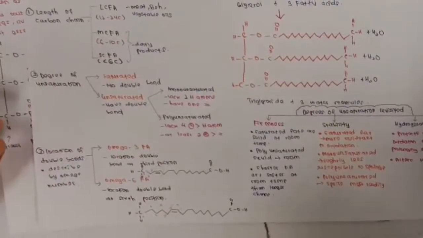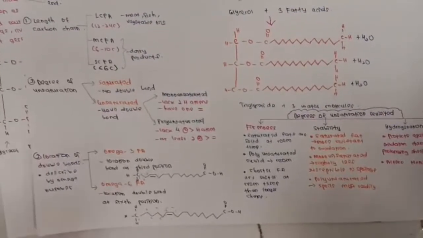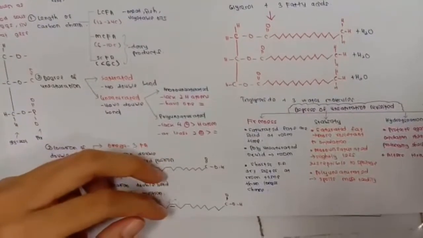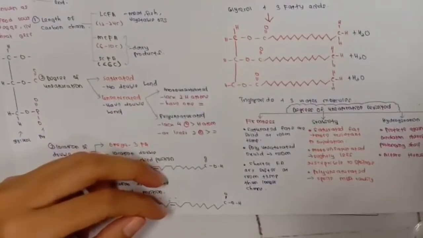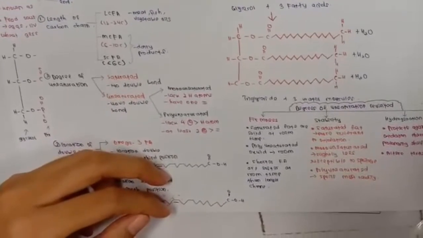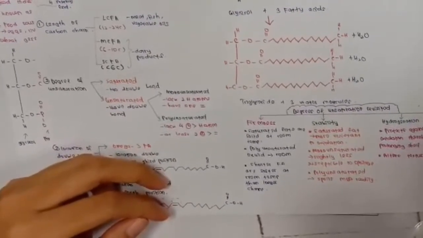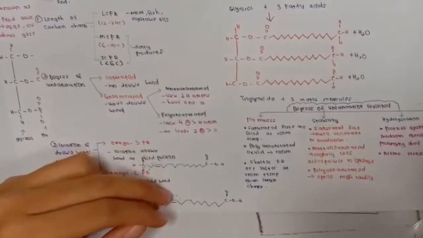Second, the degree of saturation divides into 2. Saturated has no double bond and unsaturated has a double bond. Unsaturated divides into 2. Monounsaturated lacks 2 hydrogen atoms and has 1 double bond. Polyunsaturated lacks 4 or more hydrogen atoms and has at least 2 or more double bonds.